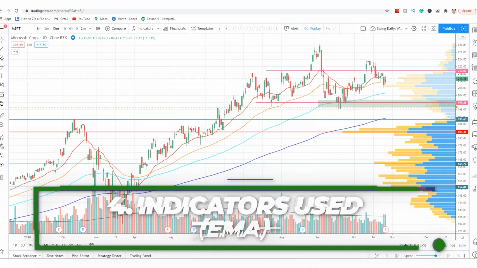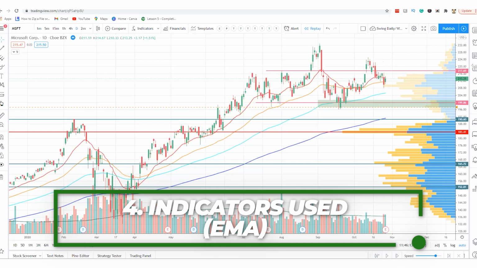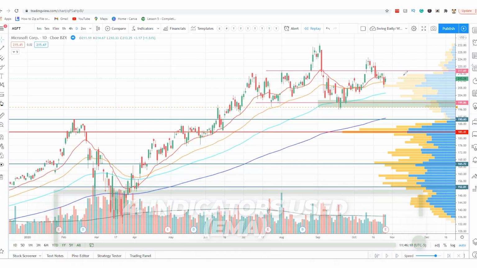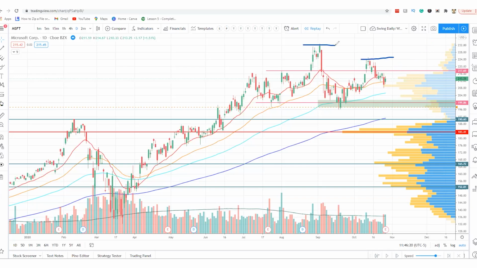Step number 4, what kind of indicators do we use for this? Now that we've identified the structure, the levels, support and resistance, you can draw some support and resistance based on the extended peaks and areas of rejection and multiple touches. That's why I've drawn one here. So what kind of indicators do we use? I only use the moving averages.